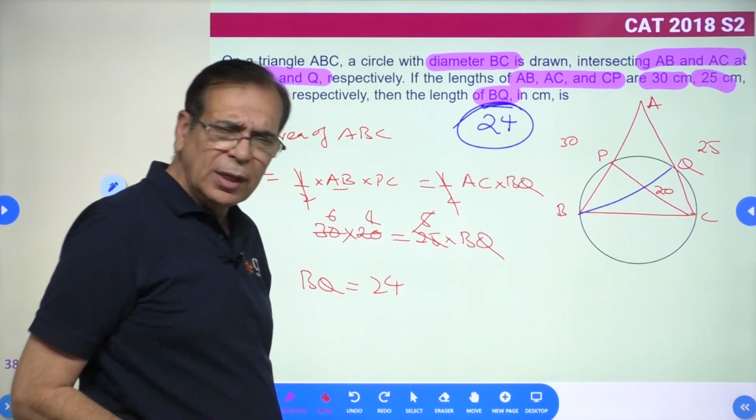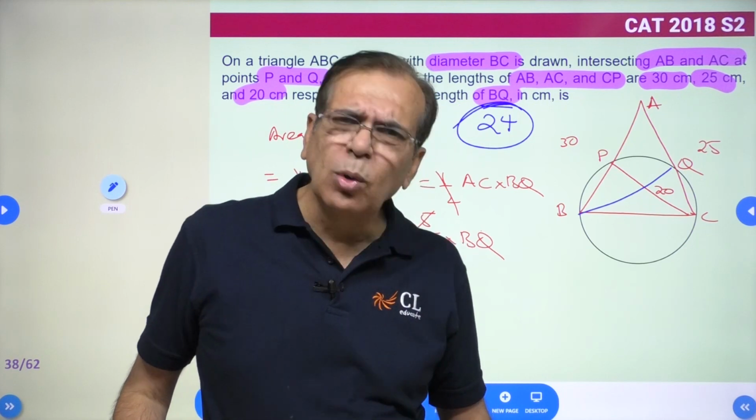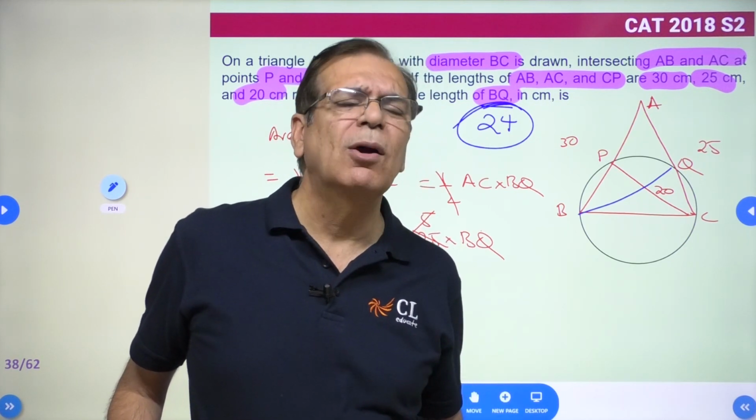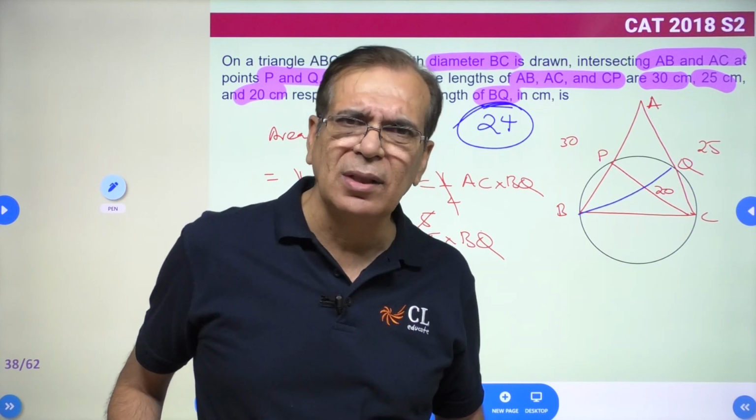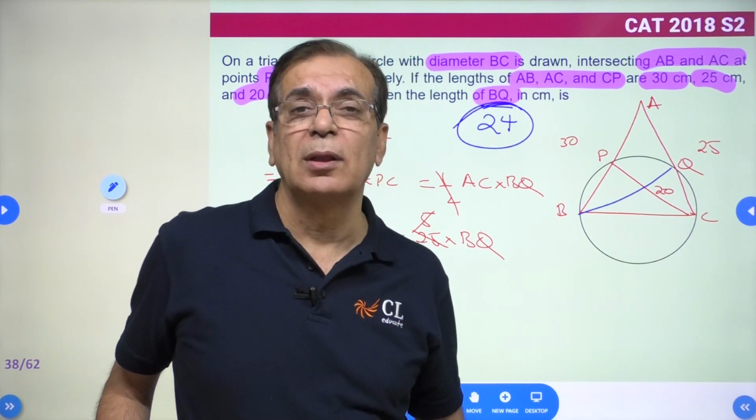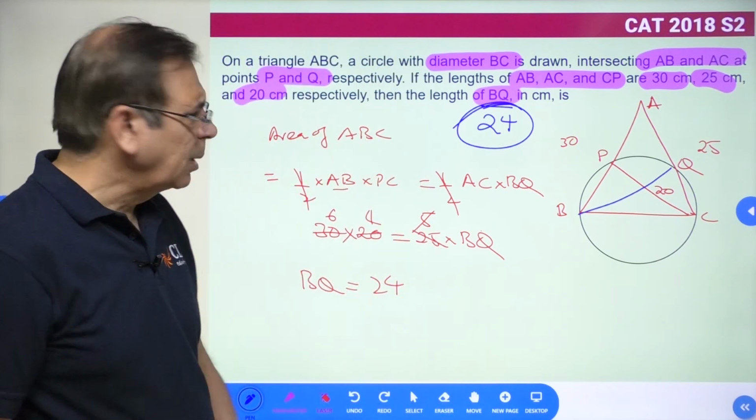Okay. So if you notice, in old CAT papers you'll find very few concepts are used. By and large we are talking about area of triangle. By and large we are talking about 30 60 90 or 45 45 90 right triangles. By and large we are talking about using Pythagorean triplets. Okay. So basic concepts is what you need to do.